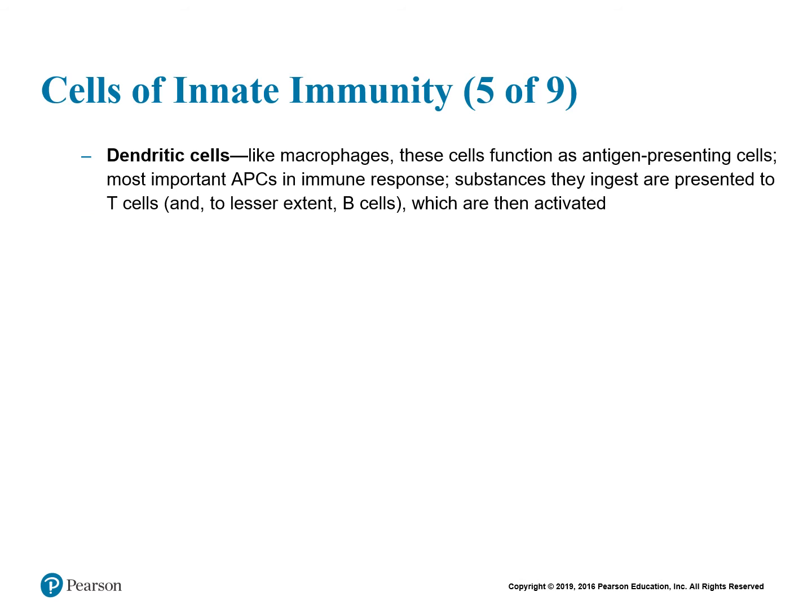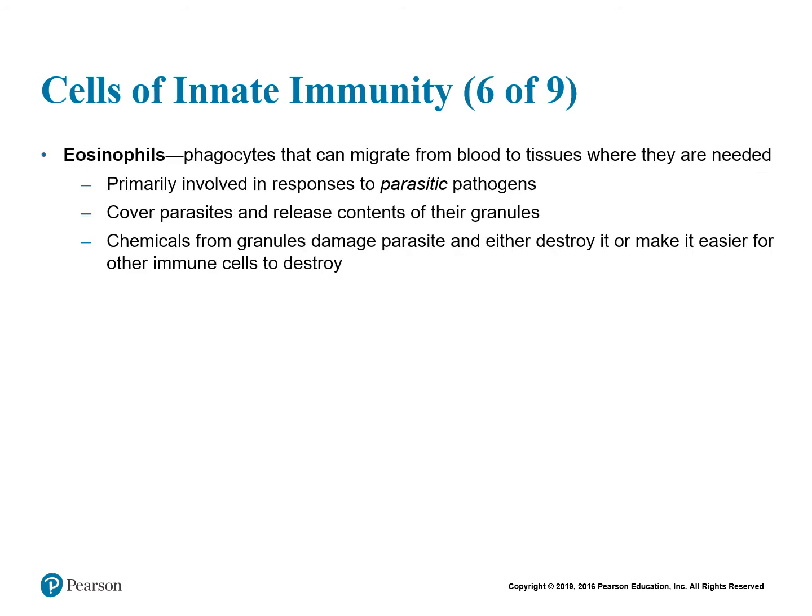Dendritic cells are very similar to macrophages and they also function as APCs. They're responsible for presenting some of those antigens to your T cells, and then they activate them. Eosinophils, of course, like we've mentioned before, go to the areas where they are needed, and they're more associated with parasites. What they do is launch chemicals on top of the parasites and start making holes in them, and then other immune cells can come in and help destroy them.